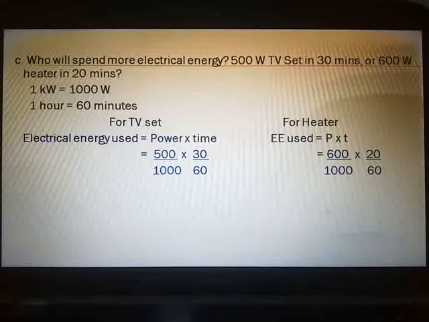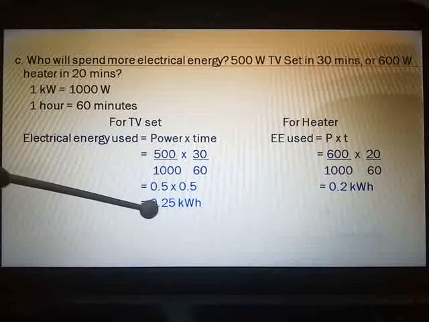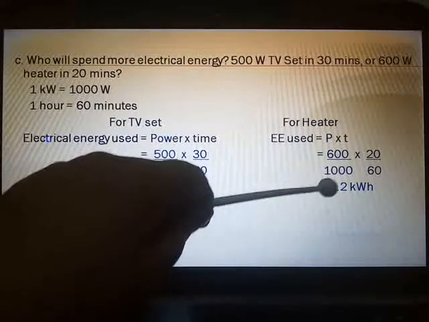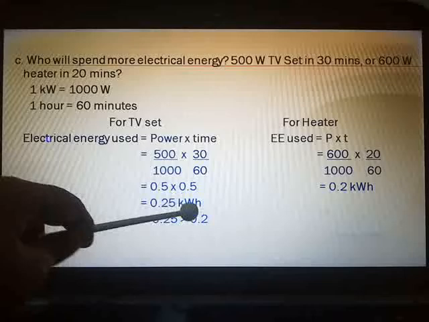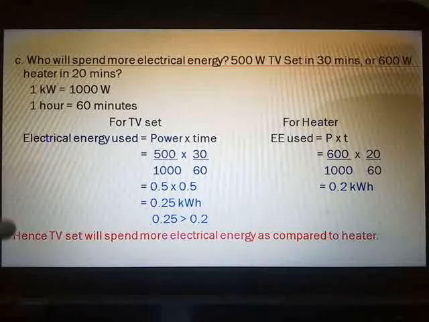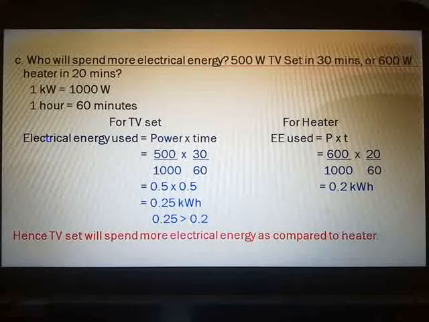Now as you wish, you can go ahead with the calculations, the cancellations. So here we get 0.5 into 0.5, which comes out to 0.25 kilowatt hour. Here we get 0.2 kilowatt hour after the cancellations. Now we have to find out who has utilized more electrical energy. So you know mathematically 0.25 is greater than 0.2 and 0.25 is consumed by TV set. So your final answer is hence TV set will spend more electrical energy as compared to heater.